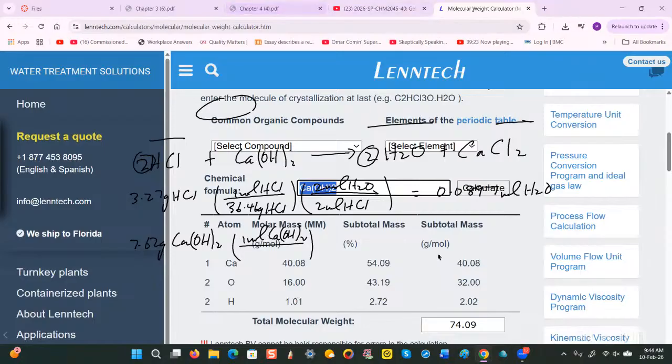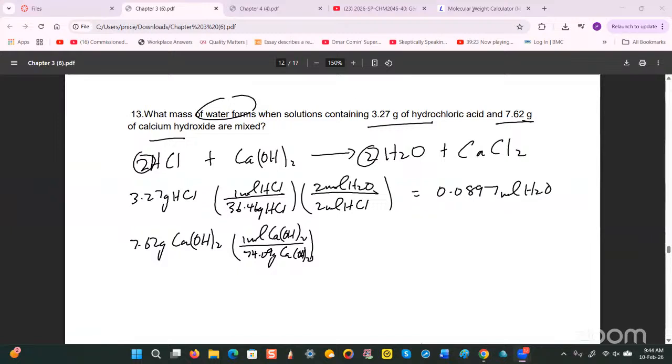And I got 74.09. So that would go down here. 74.09 grams of CaOH2. And okay, so then we look at the mole ratio between the calcium hydroxide and the water.